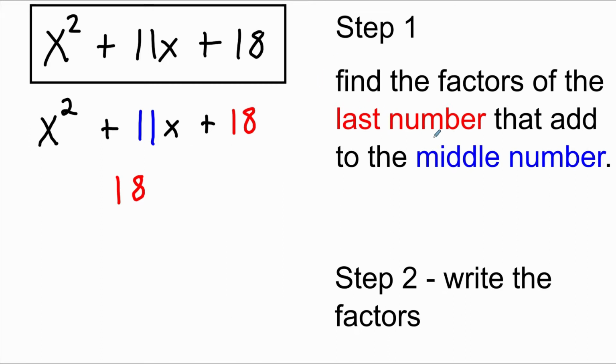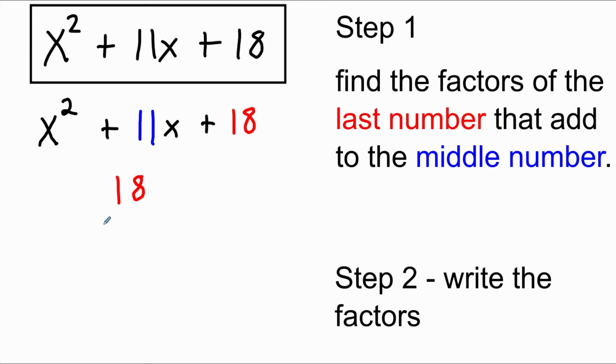Step 1, find the factors of the last number that add to the middle number. What do I mean by that? I mean, what two numbers multiply to this last number, but those same two numbers also have to add to the middle term. So we need to figure out two numbers that multiply to 18, and so let's start listing them.